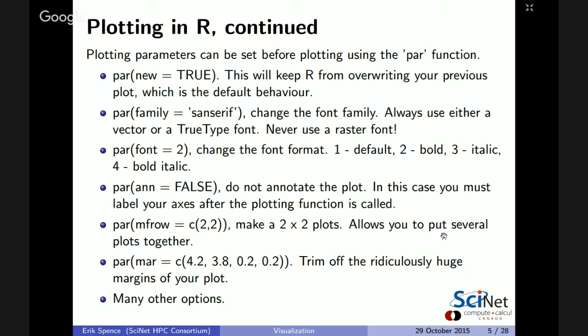You can change the font format. Usually we just want default, but you can choose bold or italic or bold italic. We talked about ann equals false. Annotate, excuse me. Means don't put any titles on my axes. Okay, don't label, it may not label the ticks either. I don't remember offhand if it changes that as well. We'll go over how to do this ourselves later on in the class. Okay. mfrow. For subplots, I want to put four plots on my plot. I have a plot with four windows in it.